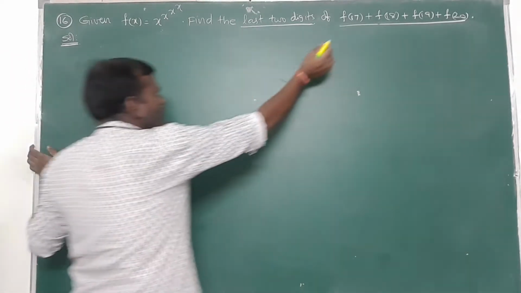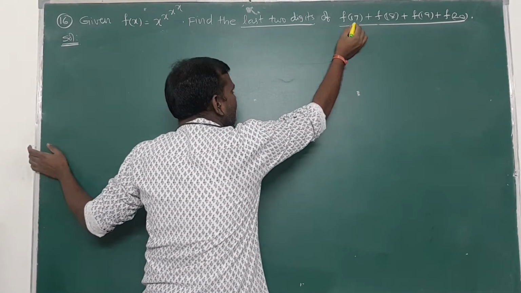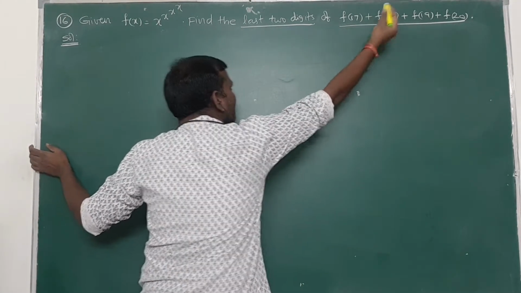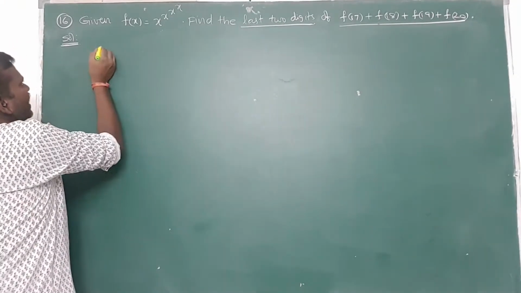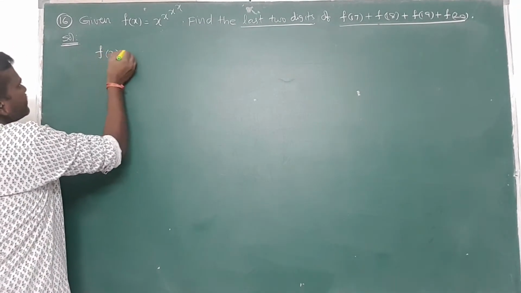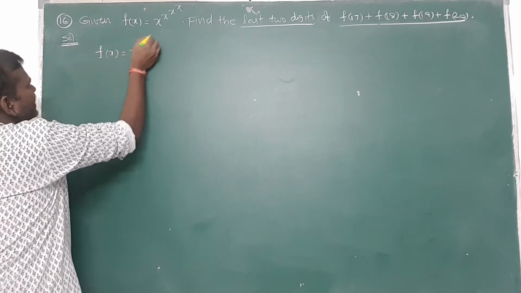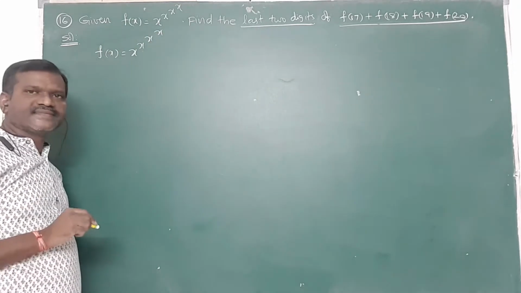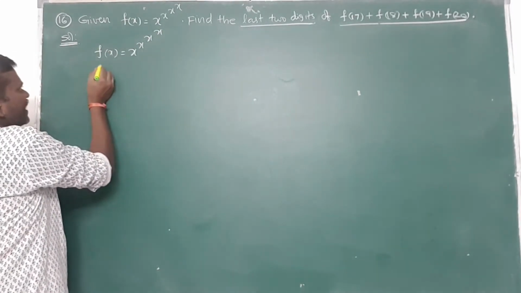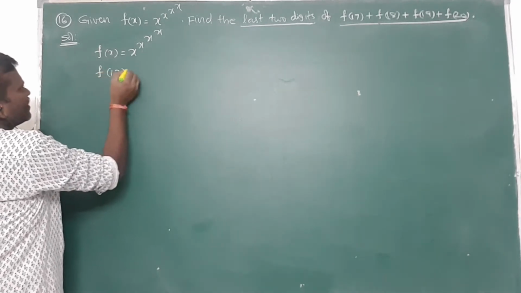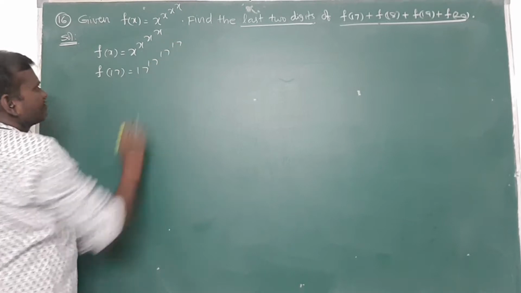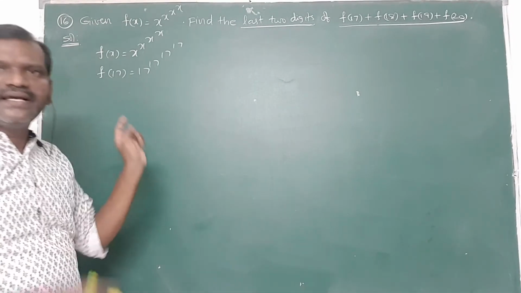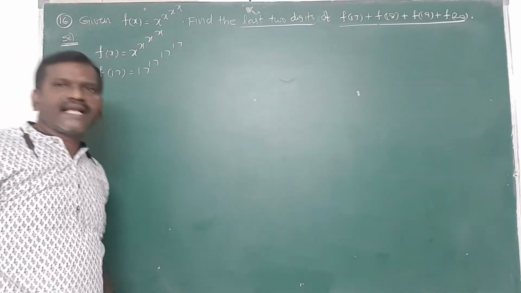So first I will take f of 17 and find the remainder when divided by 100. Then f of 18, f of 19 and f of 20 I will take. So see here, f of x value is x power x power x power x. f of 17 means 17 power 17 power 17 power 17. When divided by 100, I want the remainder.